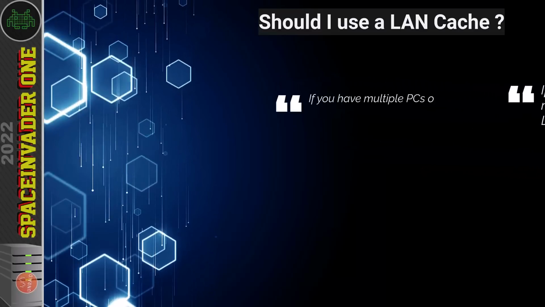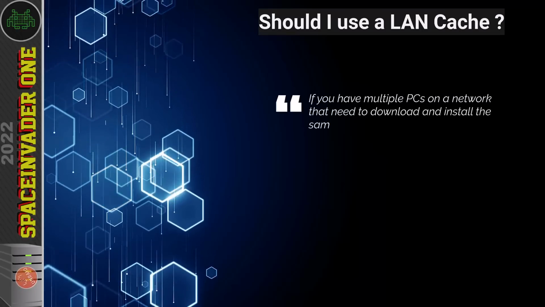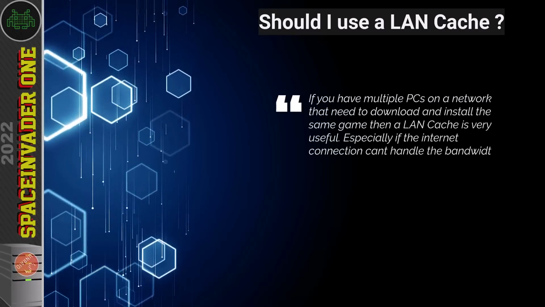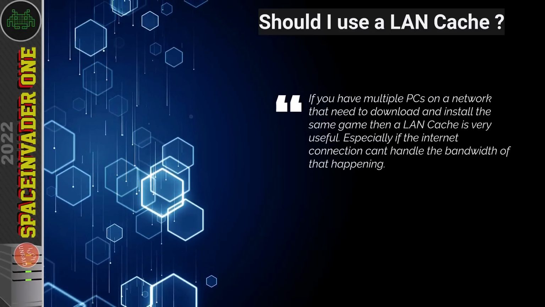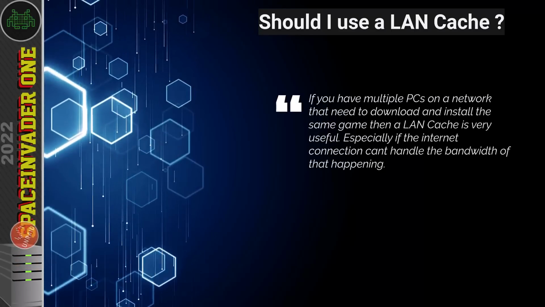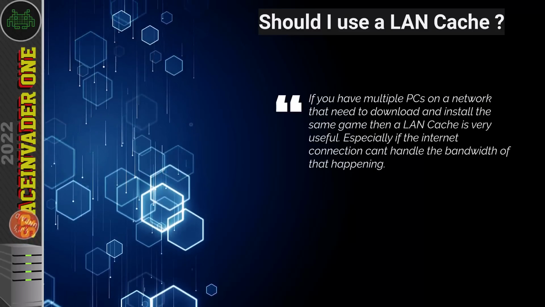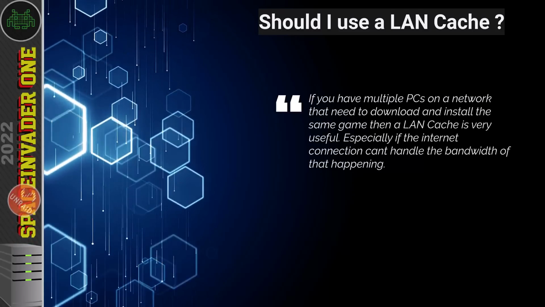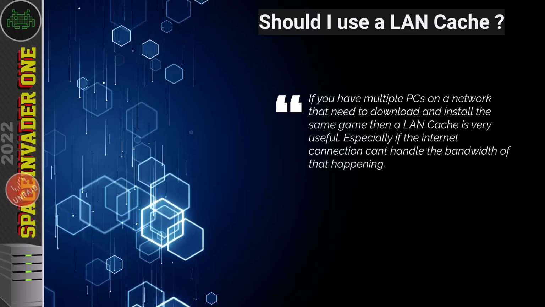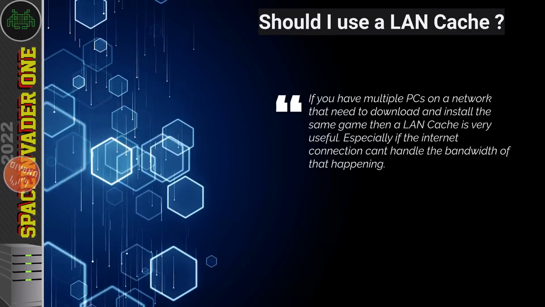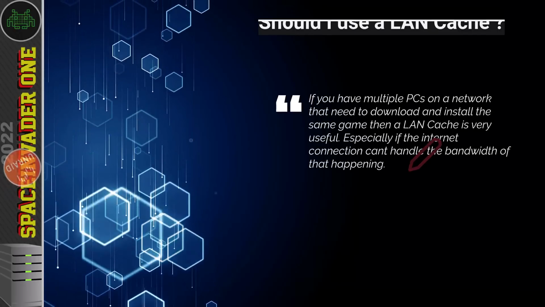Now where it becomes useful is when you've got multiple PCs that want to download the same game. This way the game only needs to be downloaded the one time, and all the other PCs on the network can easily download the game at full speed directly from the LAN. Now this is especially useful for people with really slow internet like I've got at the moment. I'm currently just using cell data, so downloading one game takes an age, and if I want to have it on more than one machine, well, using a LAN cache, I can do that easily and quickly.